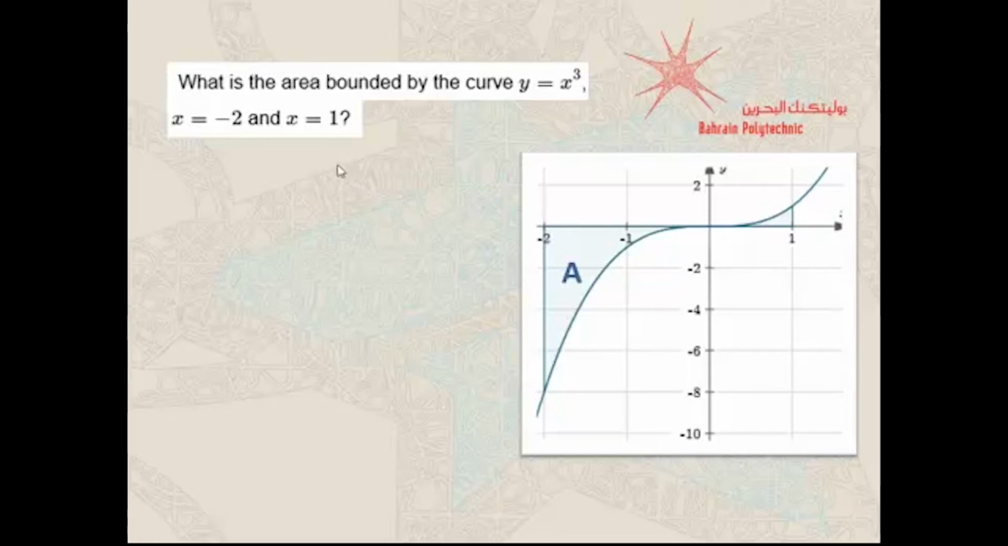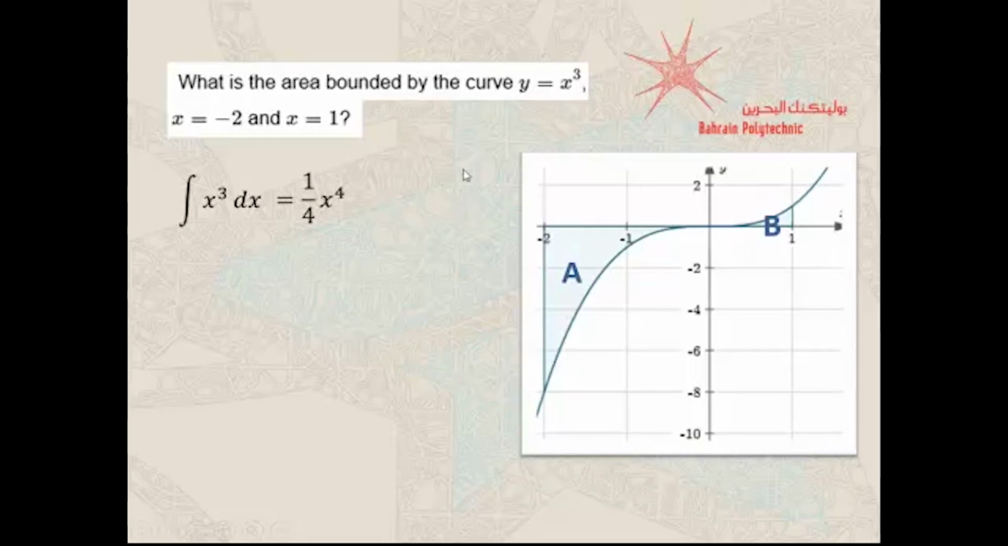Alright, so what we're going to be doing is divide the areas. We've got here two areas. One of them is below the x-axis and the other one is above the x-axis. I'm going to call this area A and the other one B. And then I am going to find the integral of the function. So this is the first step. Find the integral of the function x cubed.